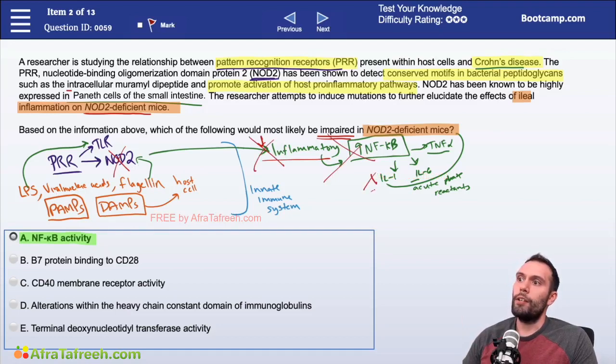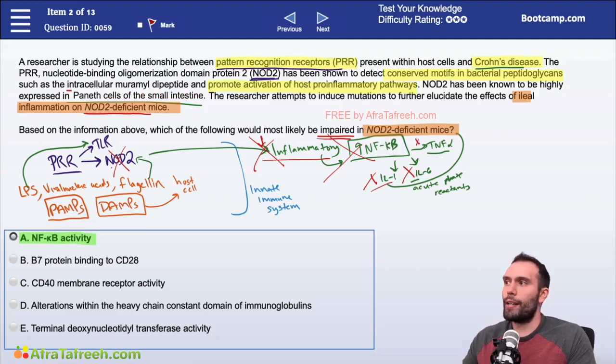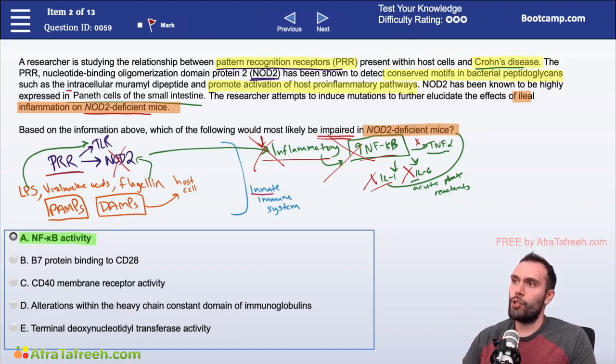So I might have low levels of interleukin-1 in the setting of an infection, or interleukin-6 or TNF-alpha. In this case, it has to do more with Crohn's disease, but the point is still the same. The point is that we can't set off the inflammatory cascade, and you should understand that these pattern recognition receptors are associated with the innate immune system and setting off the inflammatory cascade through the regulation of NF-κB. Now let's quickly go through some of these other options here.